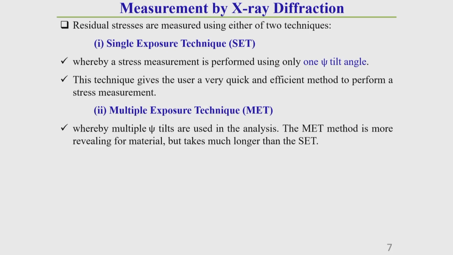The measurement of residual stress by X-ray diffraction techniques is categorized into two categories. One is the single exposure technique, where only one psi tilt angle is used, which is why it is called single exposure. The other is the multiple exposure technique, where multiple psi tilts are used. By using multiple psi tilts, that is, different orientations of psi, we measure the stress, and from there we can predict the overall residual stress distribution.